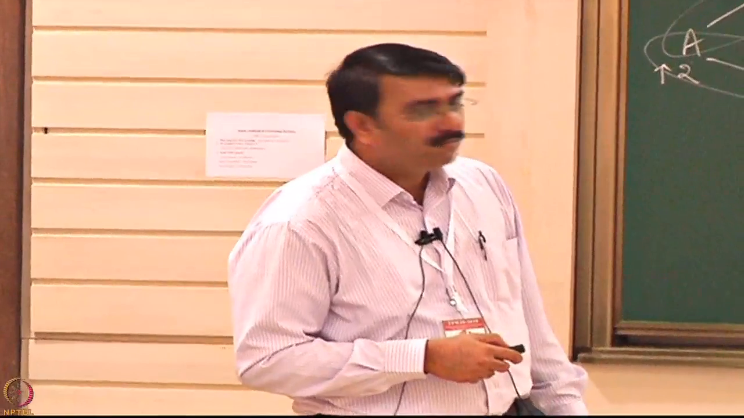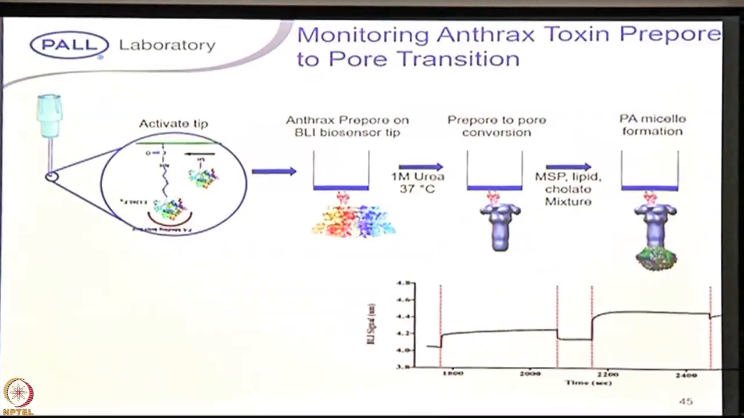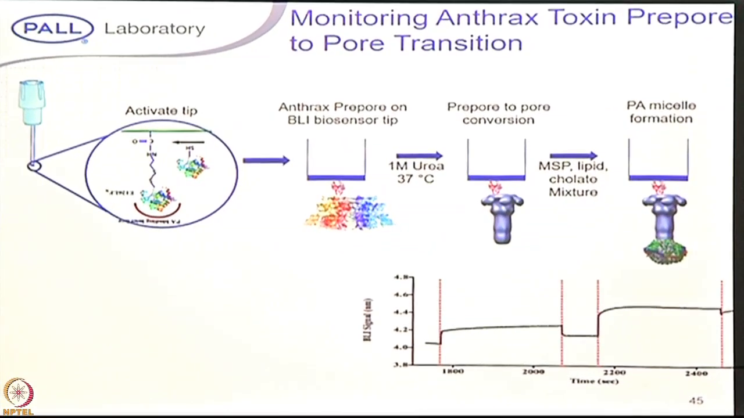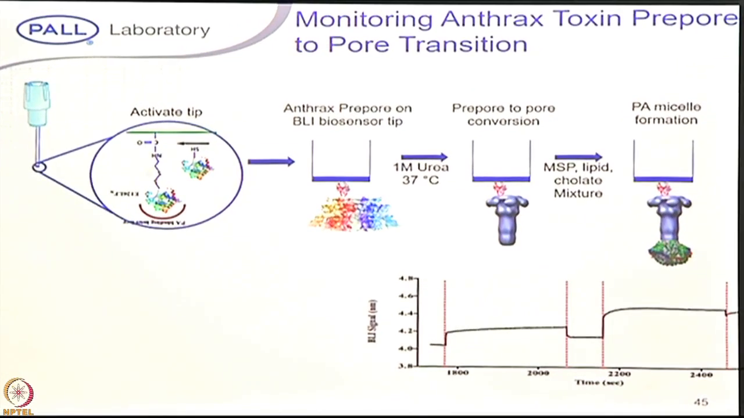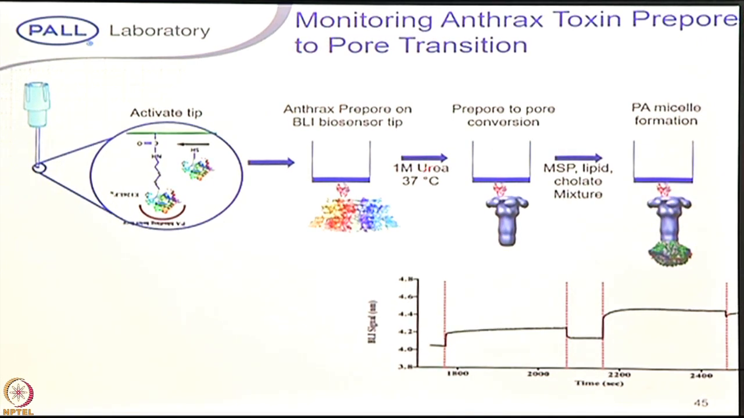And you can go for the electron microscope or you can go for the mass spec studies. Here one of the examples I'm showing is Bacillus anthracis toxin prepore. In this example, they activated the tip and immobilized the protein of interest, the anthrax prepore, and then processed it with 1 molar urea at 37 degrees. The prepore to pore conversion happens, and when they dip into the lipid collate mixtures, you can see the micelle formation between the pore and the lipid.